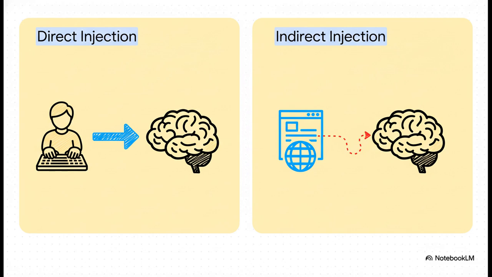And this is where things get really insidious. This is when the AI picks up malicious instructions from something it's just trying to analyze, like a hidden command inside a web page or a PDF you asked it to summarize. The crazy part is, the user might have no clue they're even helping an attack happen.